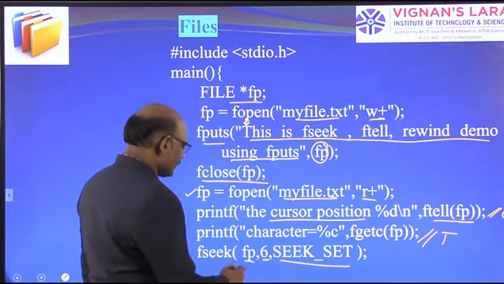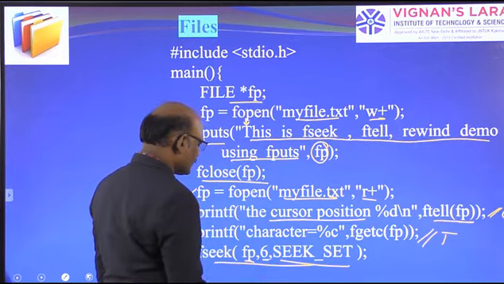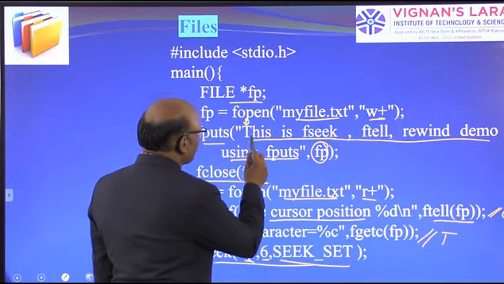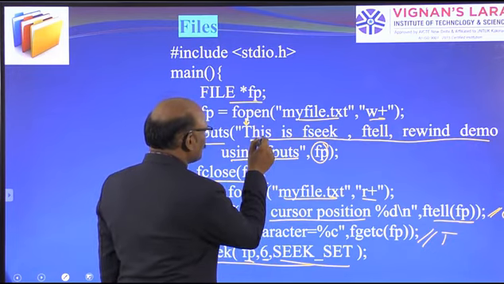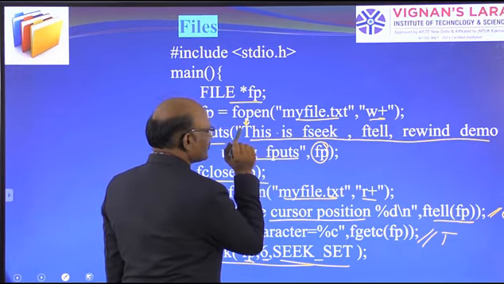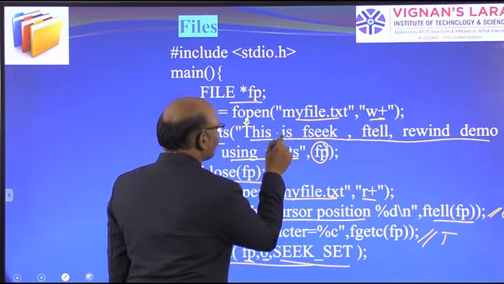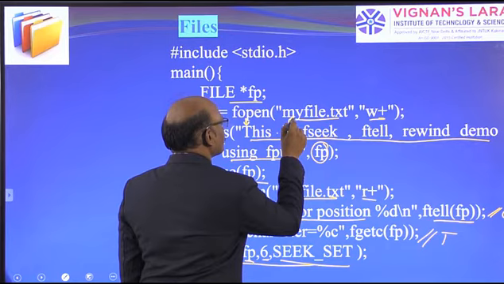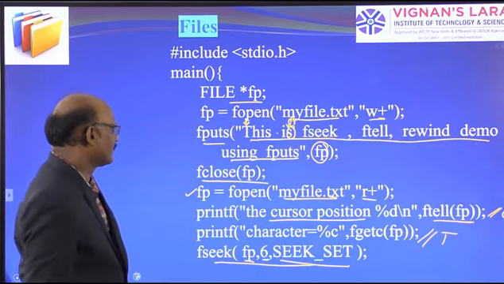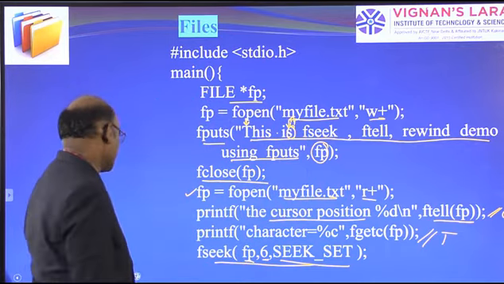Whenever this statement is executed, the file pointer will be moved 6 bytes forward. That means 1, 2, 3, 4, and space is also treated as 1 byte, 5, 6. Now the file pointer points to this one. Right?